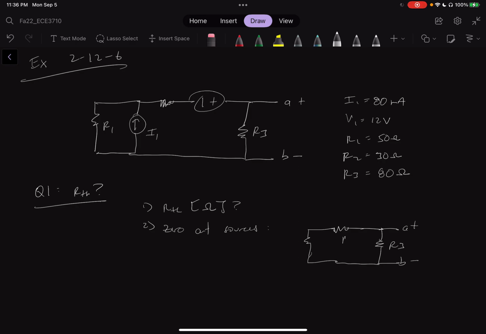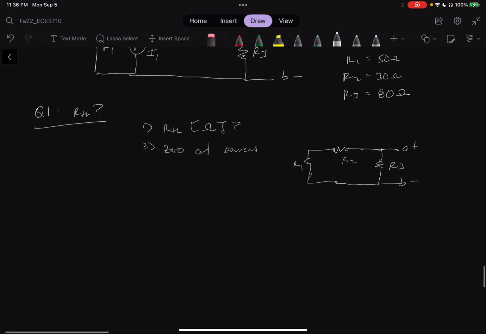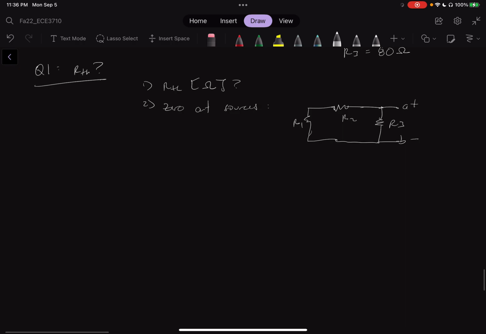Here's R3, here's R2, here's R1. Notice how the current source has disappeared and the voltage source has disappeared because it has become a wire. So, current source became open circuit, voltage source became a wire. Now, solve for the R equivalent. How did I say it last time? R Thevenin is equal to the R equivalent between node A and B.